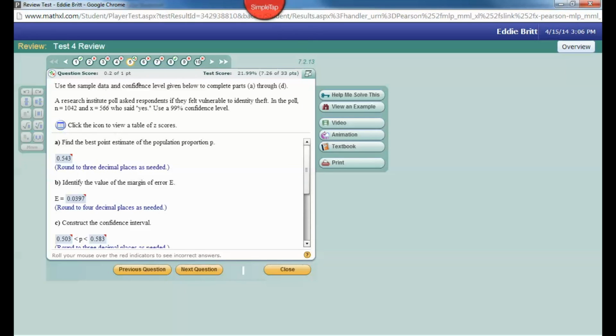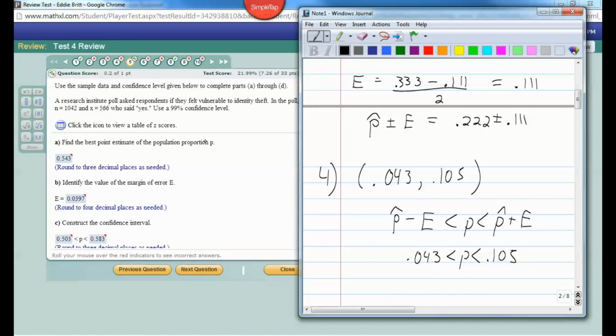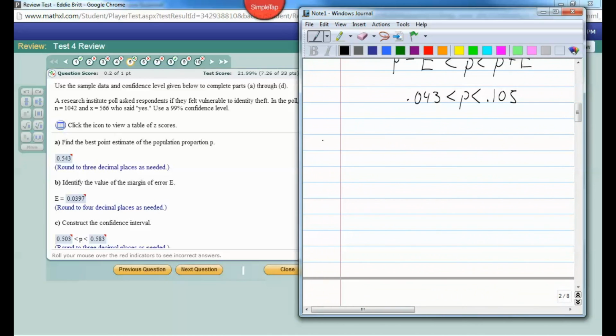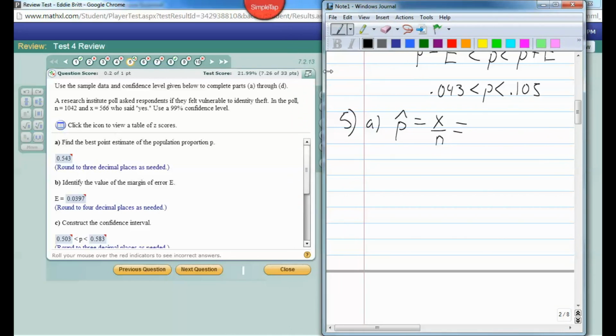Use the sample data and confidence level given below to complete parts A through D. So just kind of putting it all together here. Find the best point estimate of the population proportion p. This is problem number 5A. Remember this is a proportion, so that's going to be x divided by n, a part over a total.